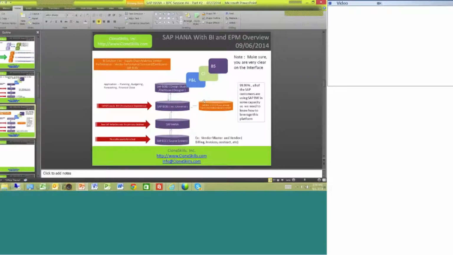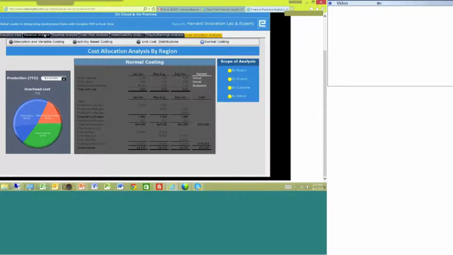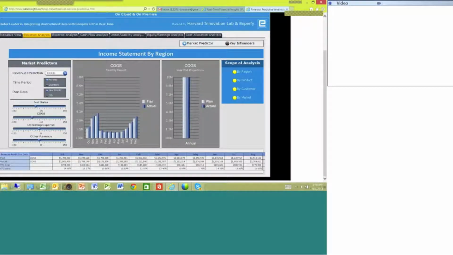Do we use BW? Yes, because some of the information is already in BW. If you see here, this brings the plan data. I have plan and actual. The actuals are from ECC. The plan is from BPC. In this case, I'm talking about net sales. For net sales, you have plan and actual.